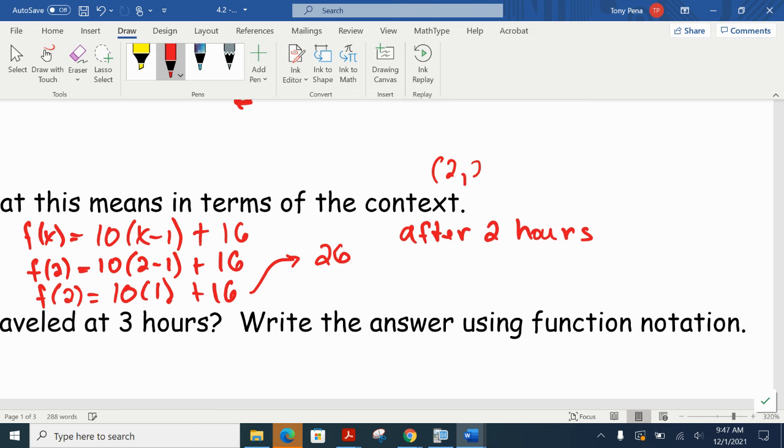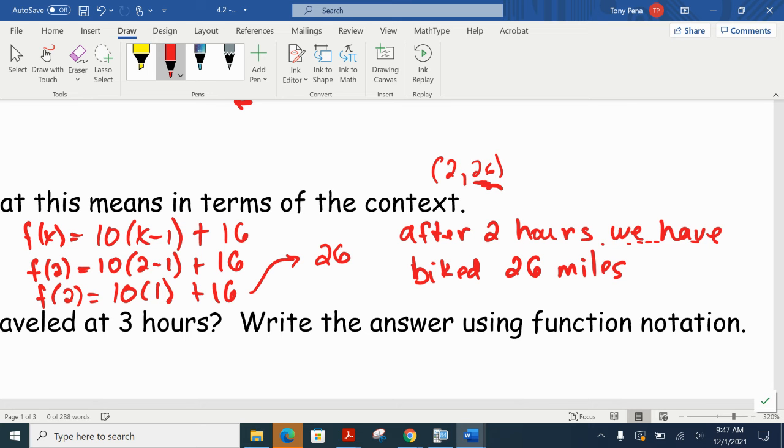So we've just explained the 2, but we also have that 26. What does the 26 mean? If we were to write this out, after 2 hours, what has happened, Armando? It is in miles. Good. After 2 hours, he said we have biked 26 miles. The function is in miles. That's our distance traveled. The x values are our times. So this is the time it took us to bike 26 miles.